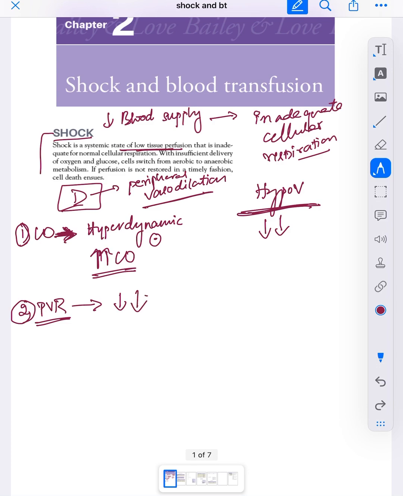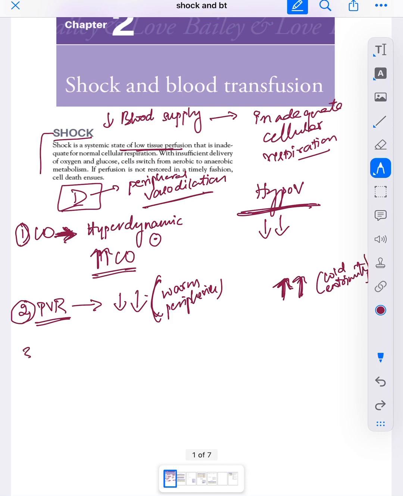Because of pooling of the blood, peripheries would be warm or cold? Pooling of the blood means warm peripheries. In hypovolemic shock, the peripheral vascular resistance is high because the body is trying to conserve the blood, conserve whatever little amount of blood is present. So there is peripheral vasoconstriction because of which there is cold extremity.